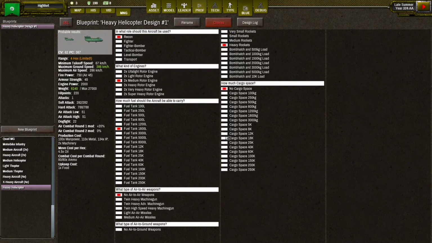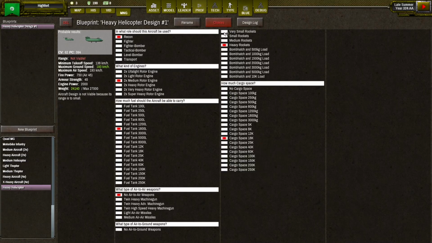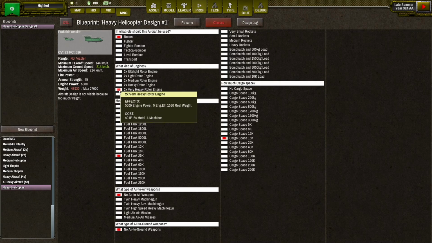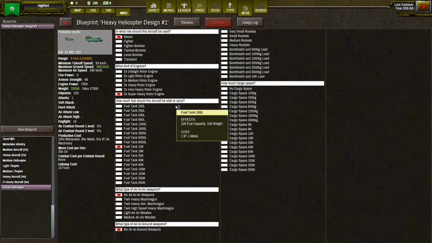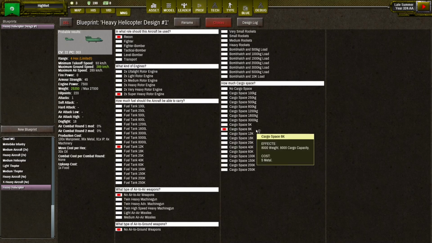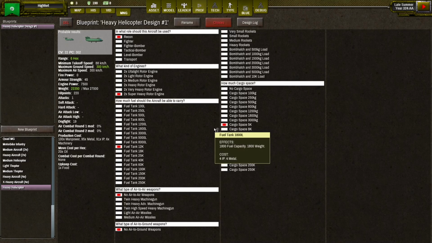In this case, we would like to have very big cargo space. We don't need the rockets. We need some decent fuel tank. So you can see that the maximum cargo we can get is 8,000 kilograms, which is quite good. It would be 240 logistical points, but the range is very limited. So probably I would go with 5K. But we can see that this design is simply too heavy for the current planetary conditions.